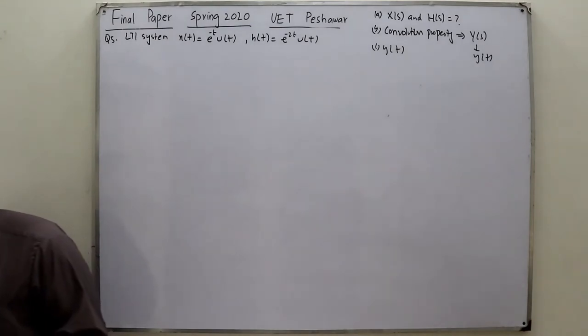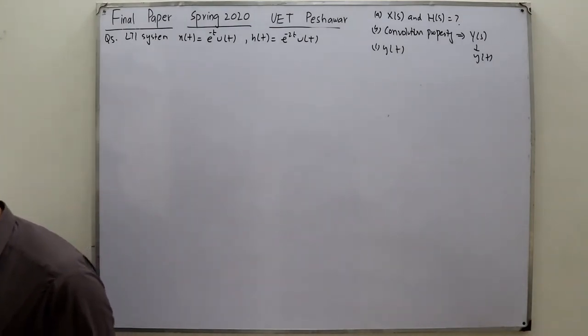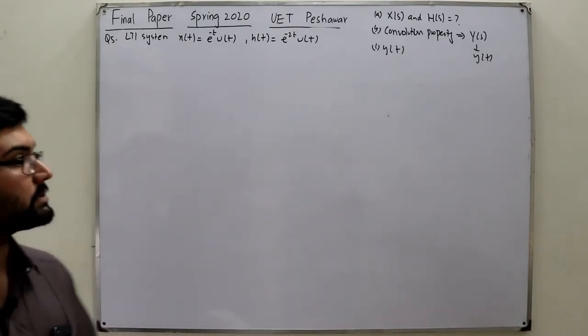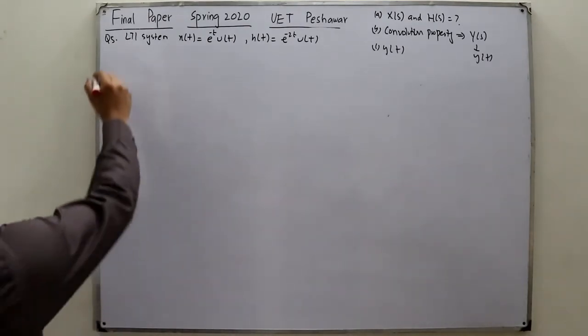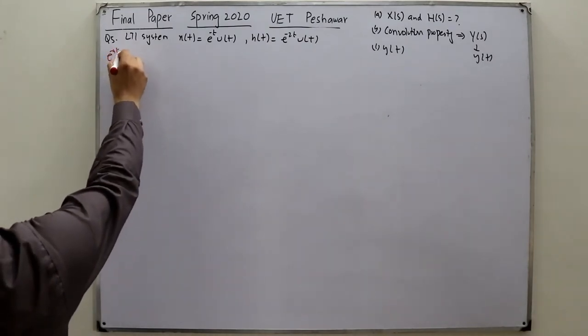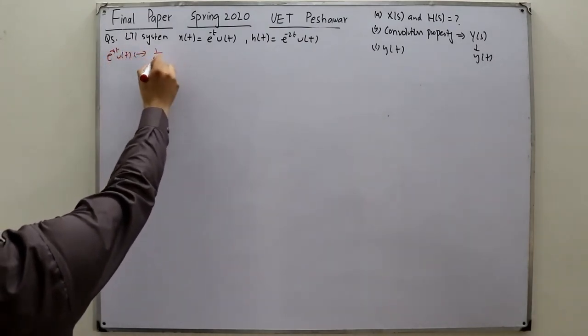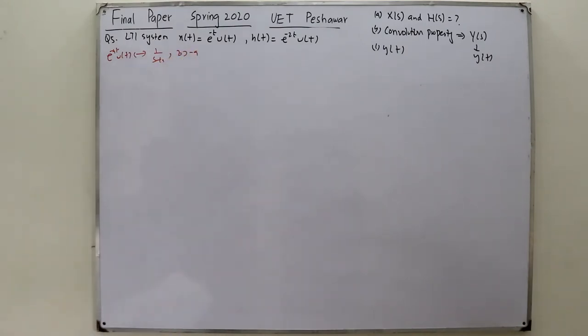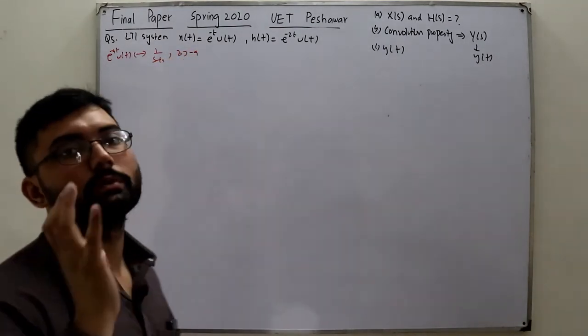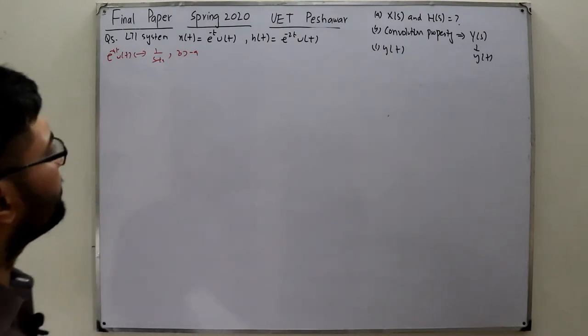Okay, part A. You know this very well, but this is paper, so you have to take a little time on this. You know that when you have exponential of negative a t u of t, you have the corresponding transform 1 over s plus a with sigma greater than minus a. But this is a paper, so you have to prove some steps. Although this is a very simple formula.